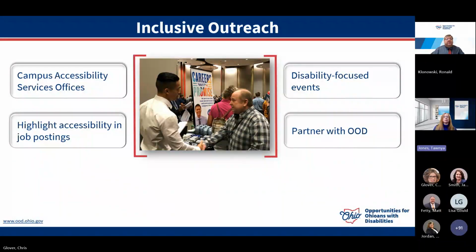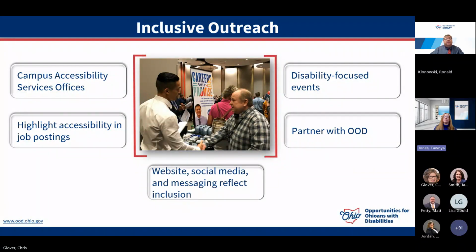Outreach also includes how your organization presents itself on your websites, social media, and in communication with potential candidates. Ensure your website and social media reflect your inclusive culture. Candidates often research employers before applying. Include a dedicated webpage that outlines your accessibility practices and includes your reasonable accommodation statement.